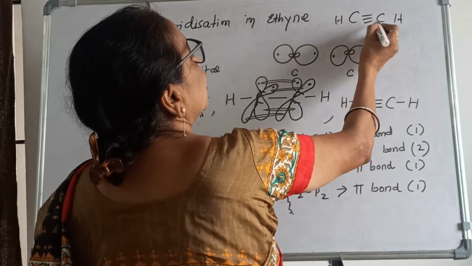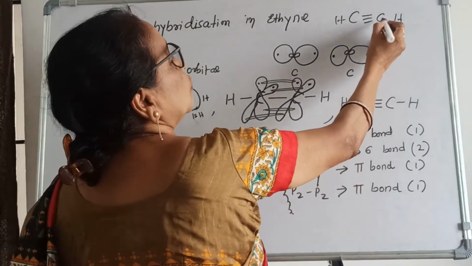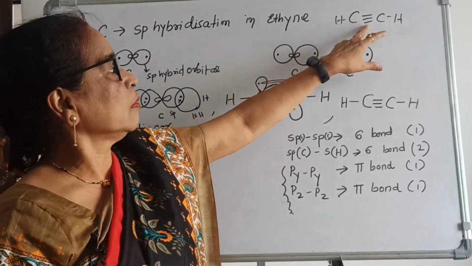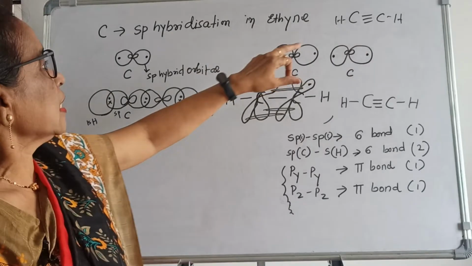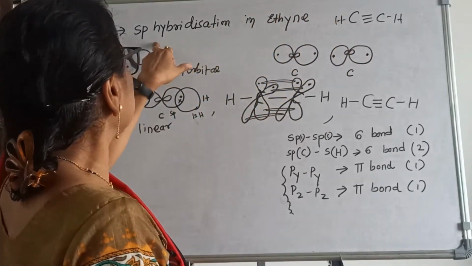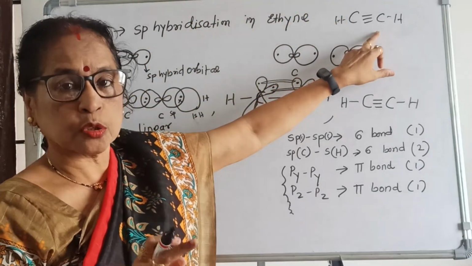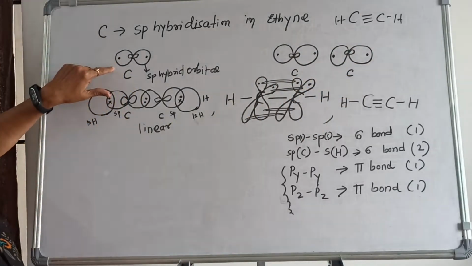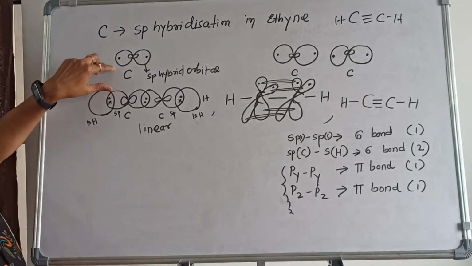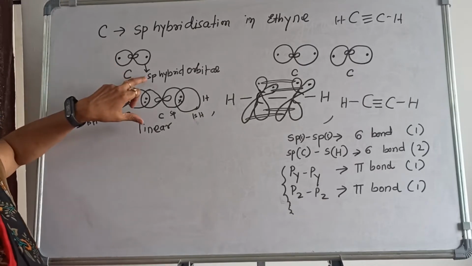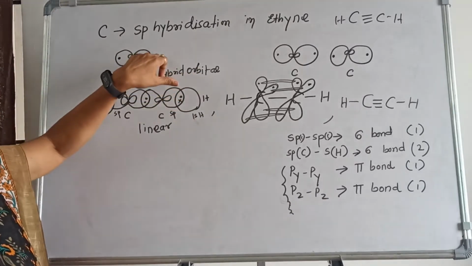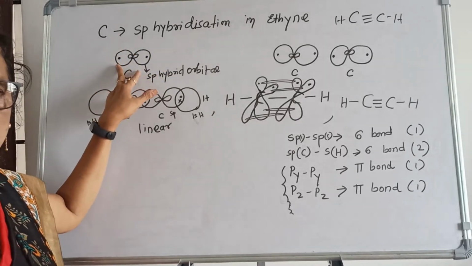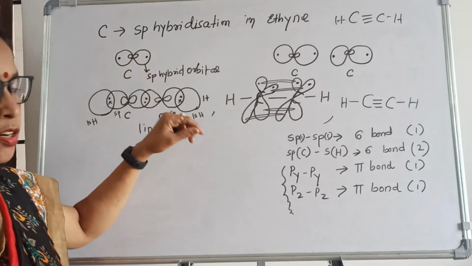That means C2H2, with a triple bond in the middle. So this carbon undergoes sp hybridization, and this carbon also undergoes sp hybridization. This is the sp hybridization I told you about. Each sp hybrid orbital has two lobes, and they contain 1 electron each.